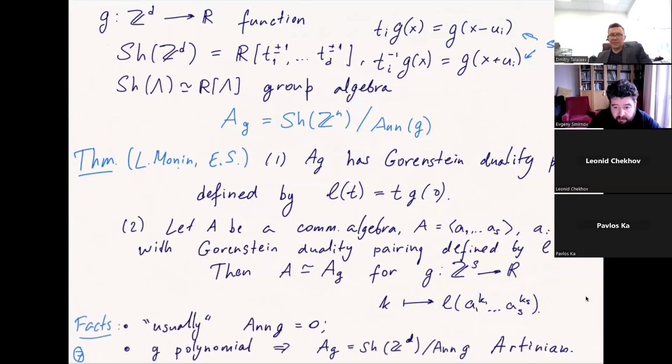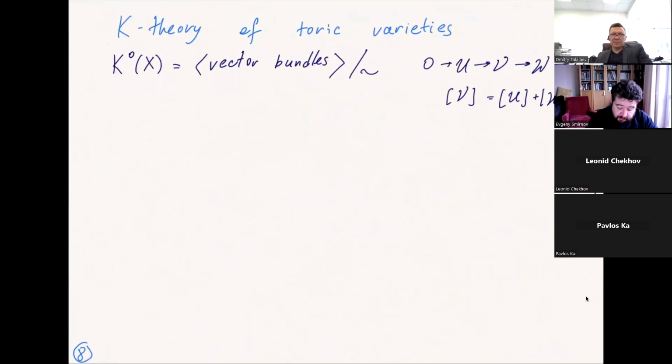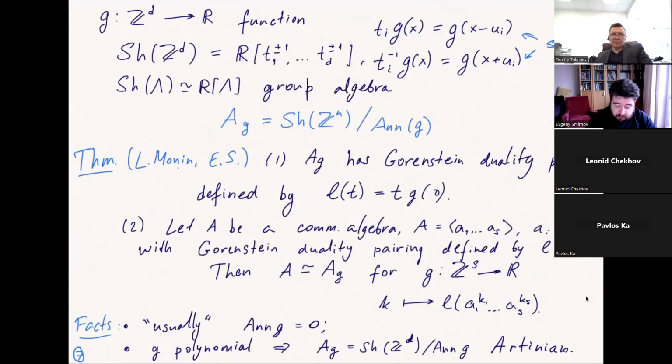Okay, and as I mentioned, if G is a polynomial, then you get a finite dimensional algebra. But if your G is arbitrary, you can easily find examples where the annihilator is 0. Let's take a double exponent. It grows too rapidly, and so its annihilator will be 0. Right. Okay, and I'm going to apply this to K-theory of toric varieties.